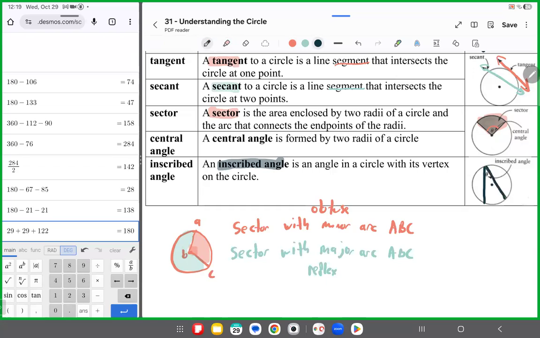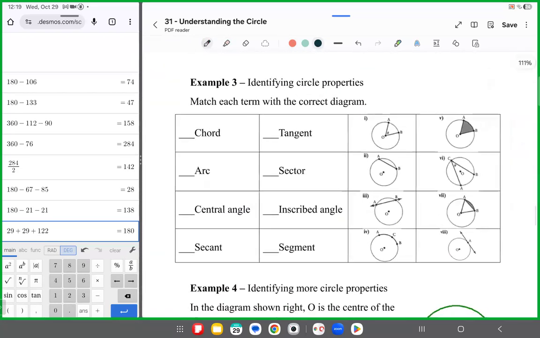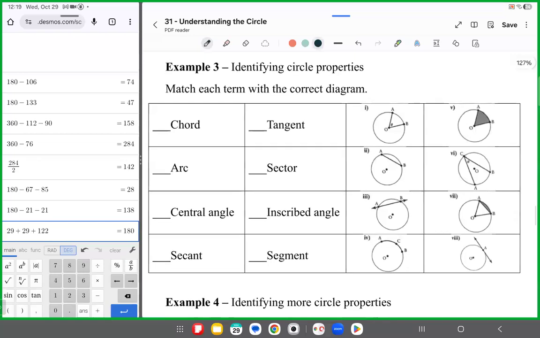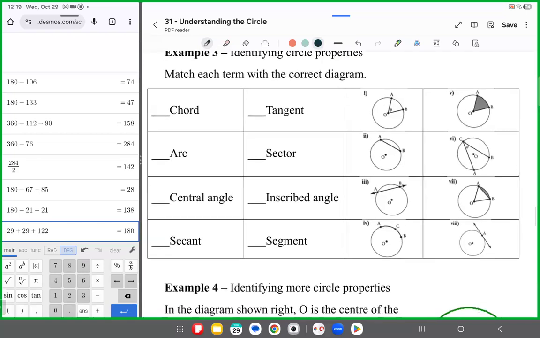So that's what we call an inscribed angle. Okay, so let's put that knowledge to the test. We're now going to match each term with the correct diagram to be able to tell what is what. The only thing I'm going to do is label these 1, 2, 3, 4, 5, 6, 7, 8. The textbook I took this from used Roman numerals, but I don't have enough space to write that, so we'll just rewrite this.